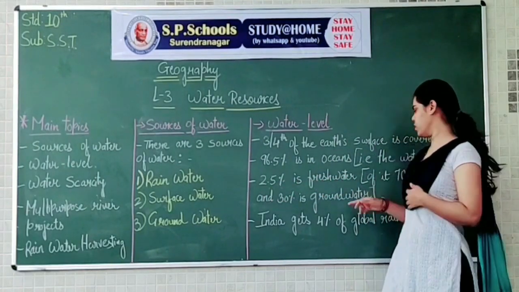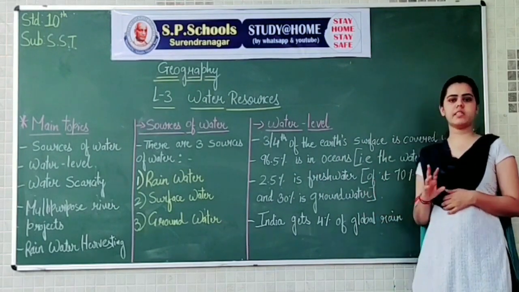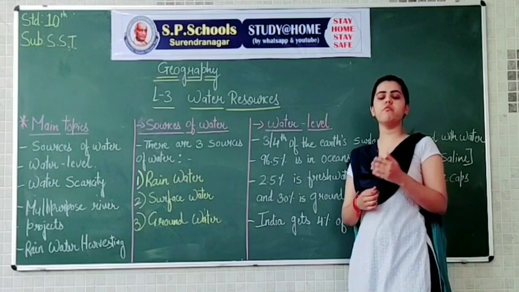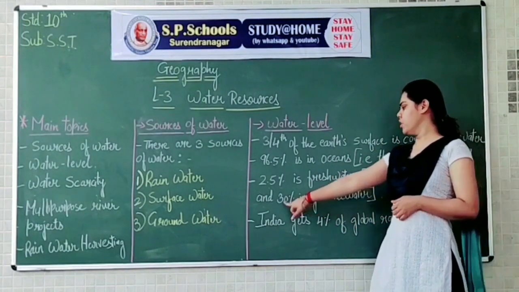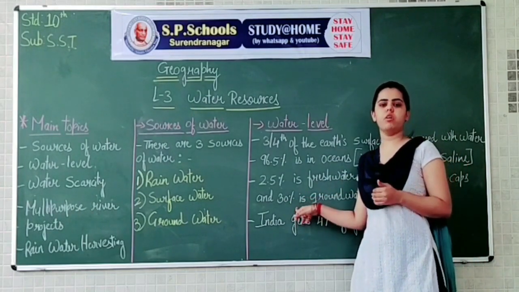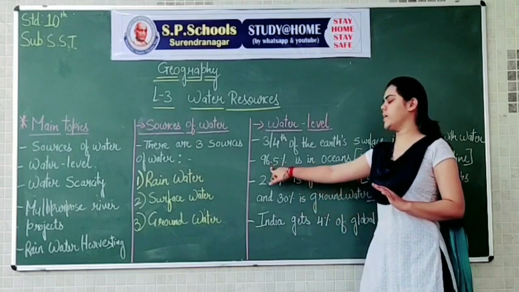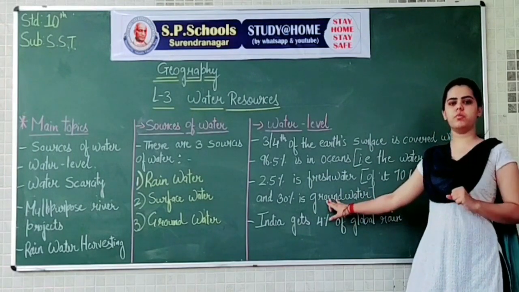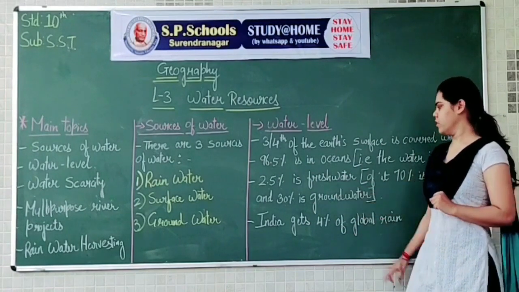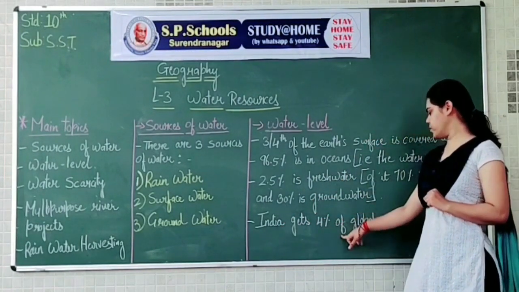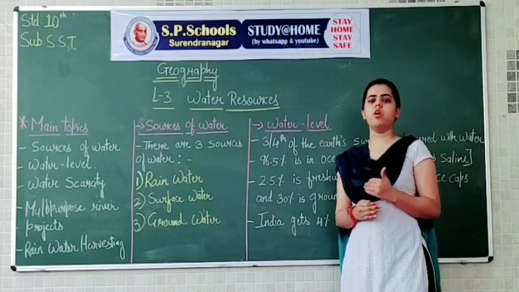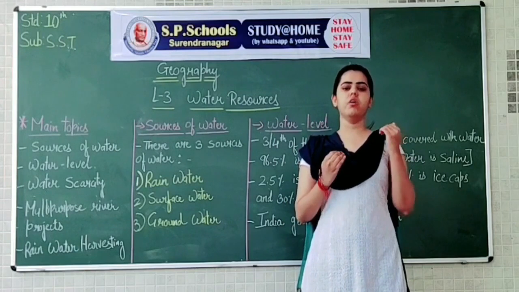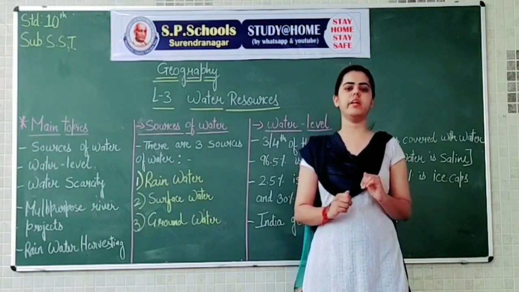And in that fresh water, 70% is ice caps. What are ice caps? Glaciers. You have seen glaciers, right? And 30% is groundwater, the water that comes from wells or tube wells. Right now we are using mostly that groundwater, the 30%. So you can just imagine how low the percentage of fresh water is, correct? The last point is India gets 4% of global rain. Every year India gets only 4% of the global rain. In short, the rain is very low, and according to the need, we are not getting that much rainfall.